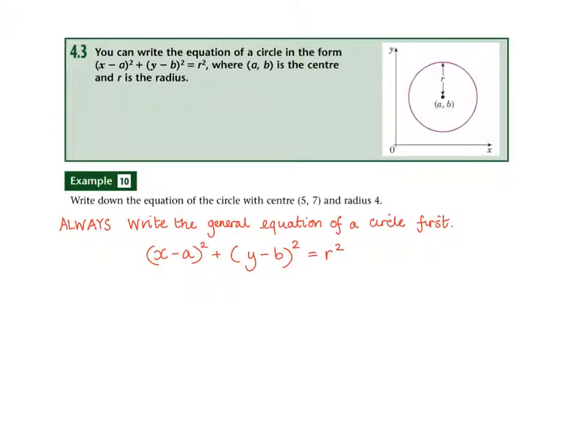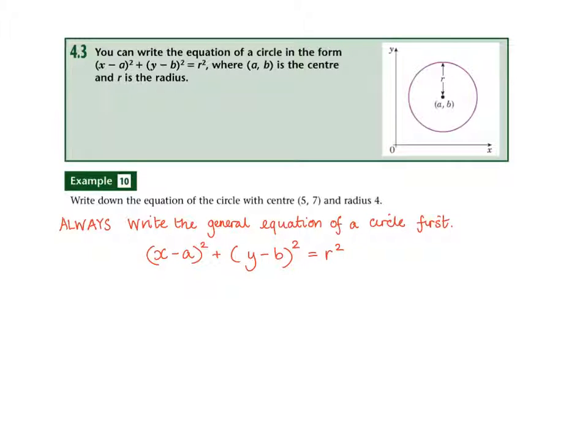So we have got an example. Write down the equation of the circle with centre 5, 7 and radius 4. So we always write the general equation of a circle first. So even if the origin, you're still going to get x squared plus y squared equals r squared.